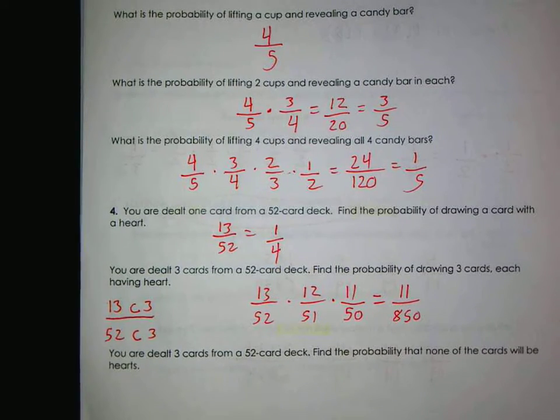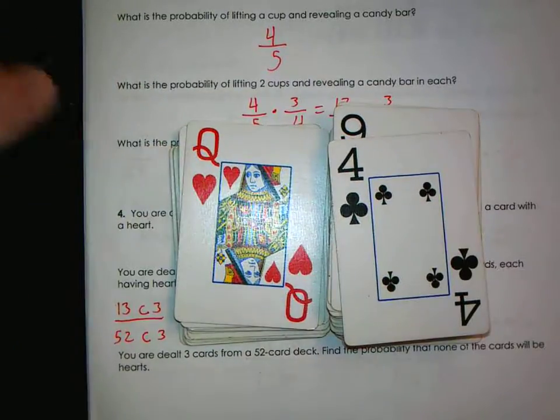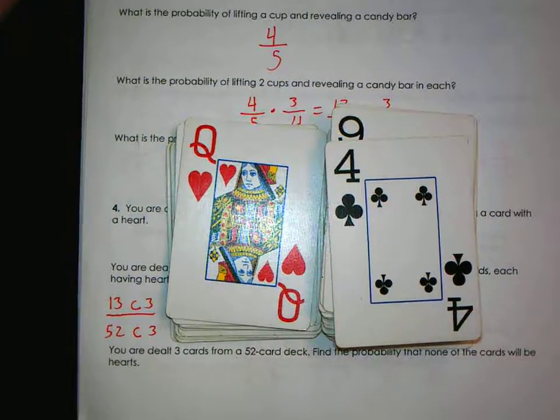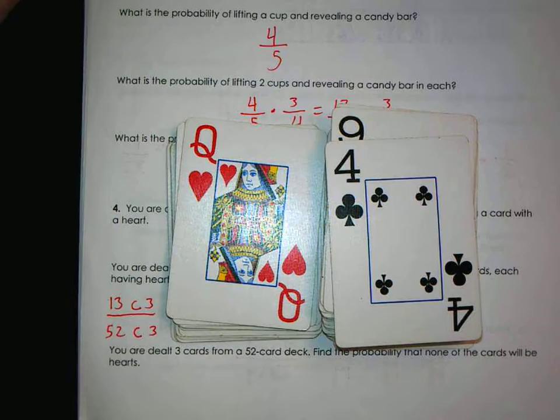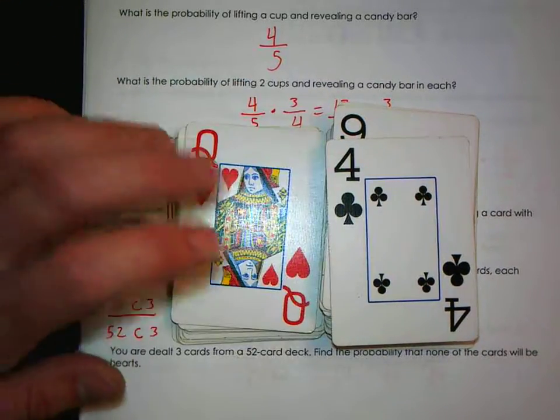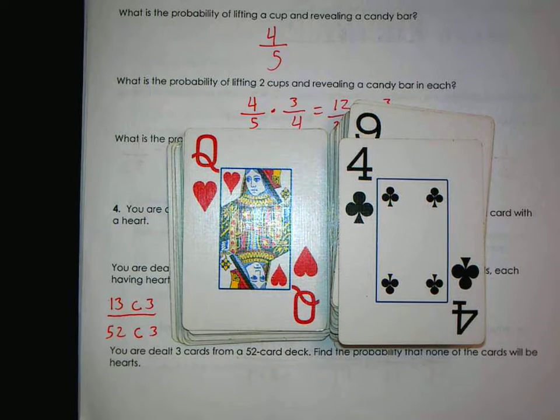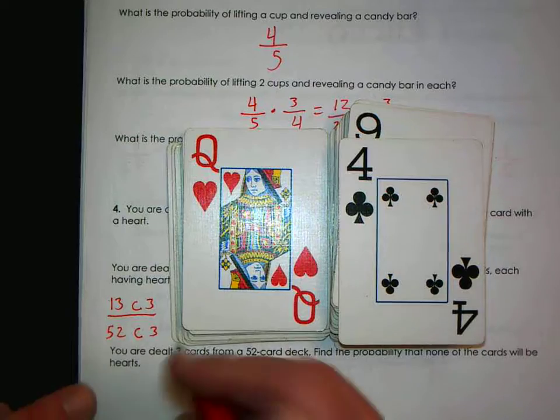Now let's do the same thing. You are dealt 3 cards from a 52 card deck. Find the probability that none of the cards will be hearts. So hearts, not hearts. 13 are hearts. How many? You want me to count them? Or do you just want me to take 52 minus 13? 39. 39 are not hearts.